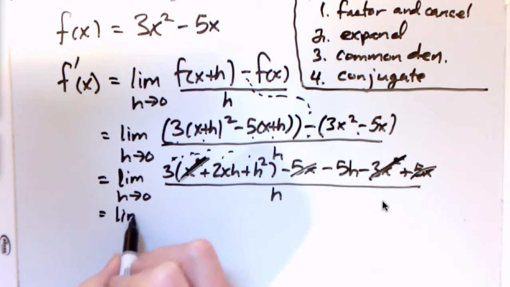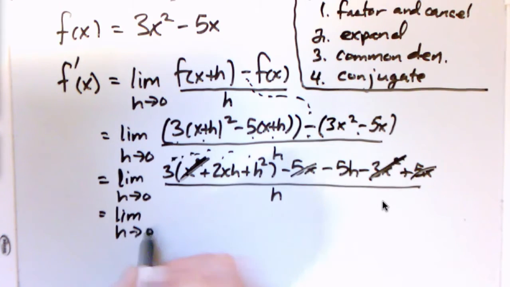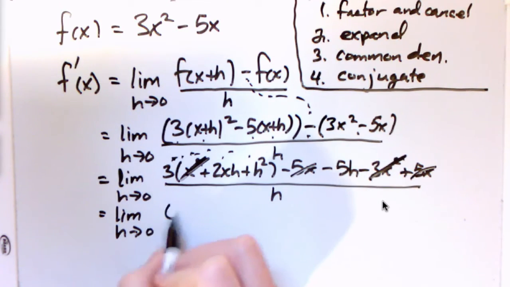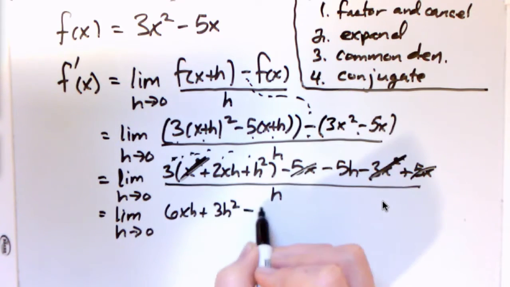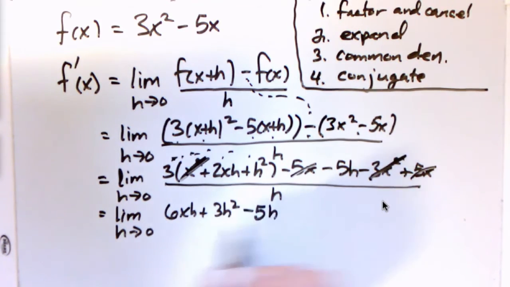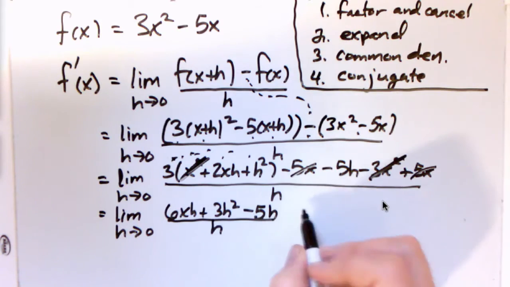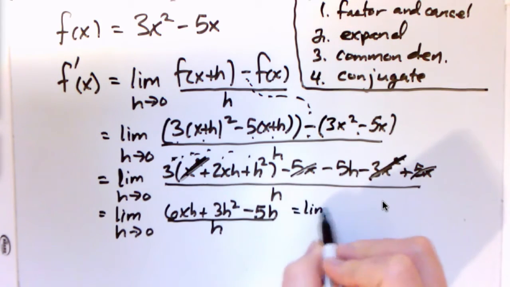Now we'll go ahead and distribute the 3 and clean everything up. 3, 6xh. Now if you're being good, what has to happen here at some point is that I can cancel out the problem. And the problem is that the h in the denominator is going to 0 at the same time the numerator here is going to 0. But I can factor away that problem here.